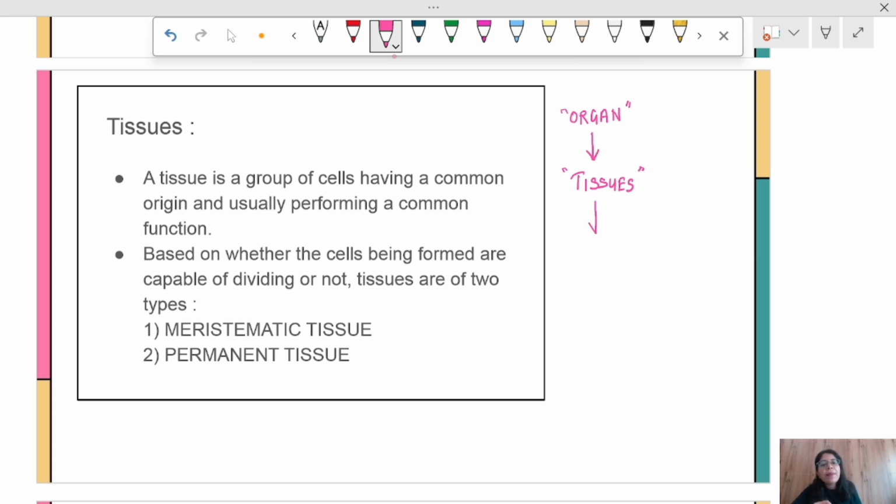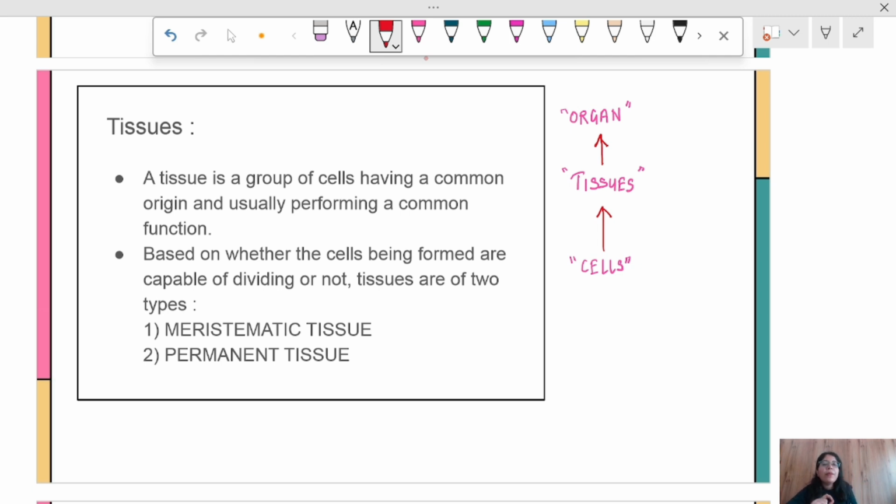Tissue actually is made up of what? Tissue is made up of different types of cells, or maybe the same type of cells also, that can vary. Okay, and better that I should draw the arrows in this direction to avoid any kind of confusion, right? Different types of cells organize to form tissues. Tissues organize to form organs, right?